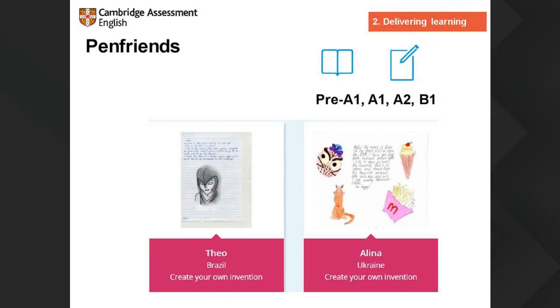Here's an example of Theo and Alina's work. Theo from Brazil and Alina from the Ukraine. And I think teachers have the opportunity to choose what topics they talk about. Is that right, Victoria? Yeah, exactly. Excellent. So you can practice what you have been practicing in class, again, in a more authentic and meaningful way, I think.